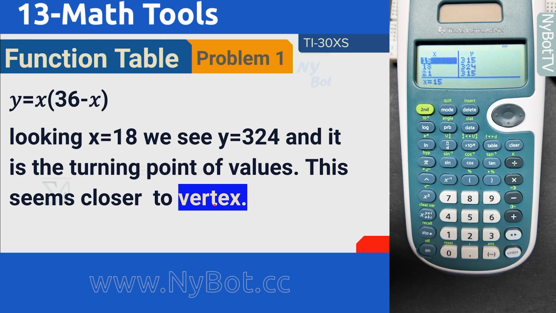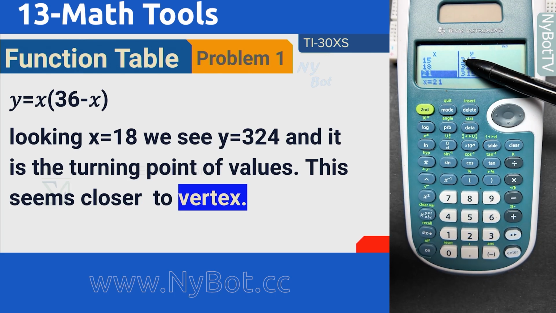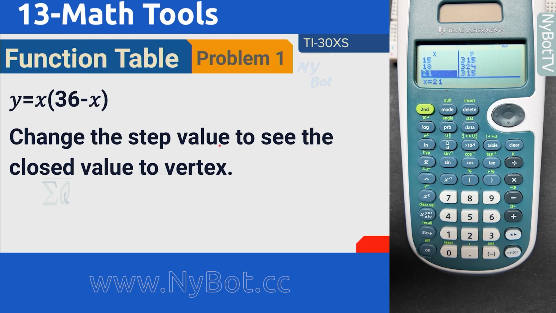This seems closer to the vertex. So 315, at 18 it is 324, and again it becomes 315. So it goes 315, 324, and it comes back. So that is a turning point. Change the step value to see a closer value to the vertex.